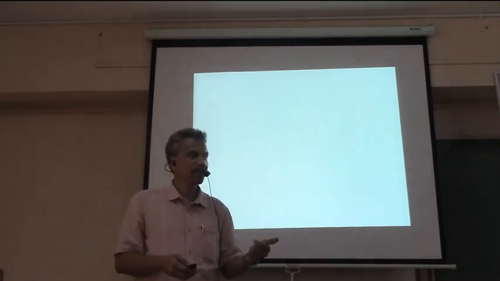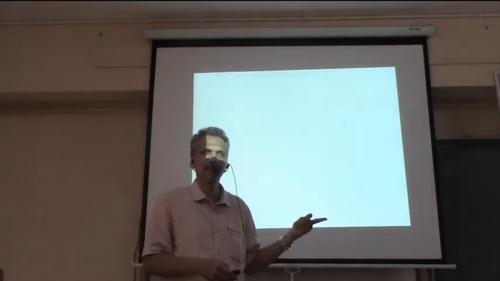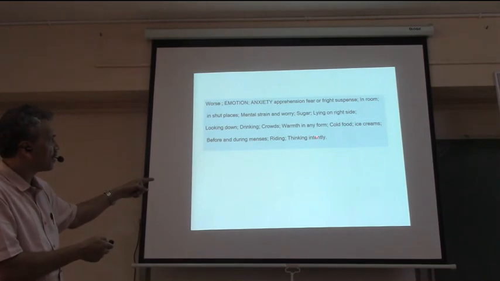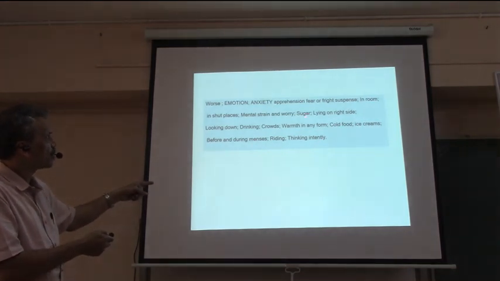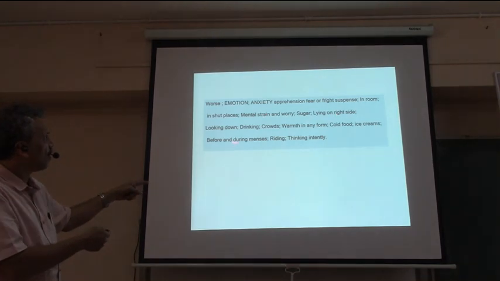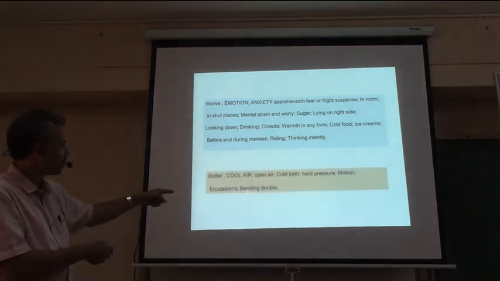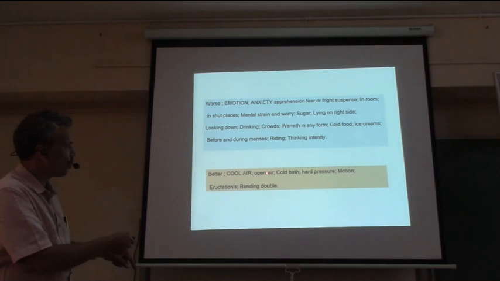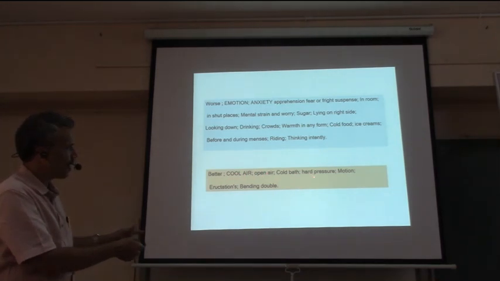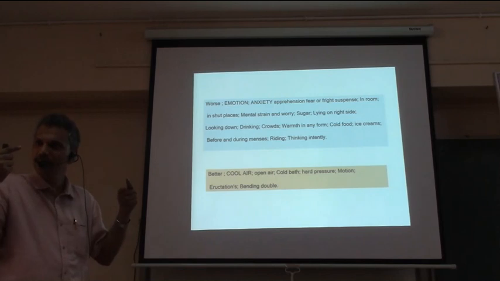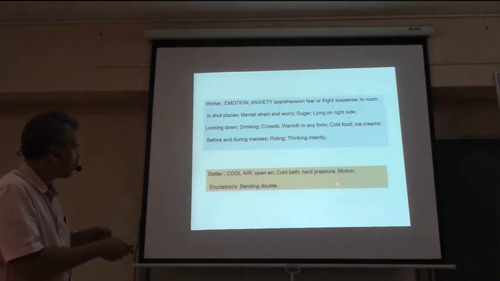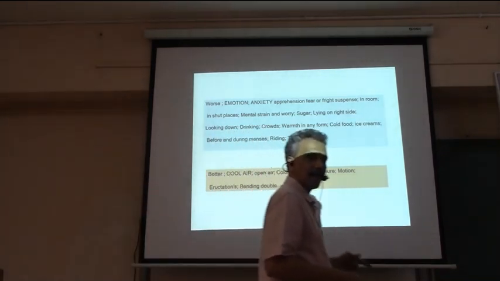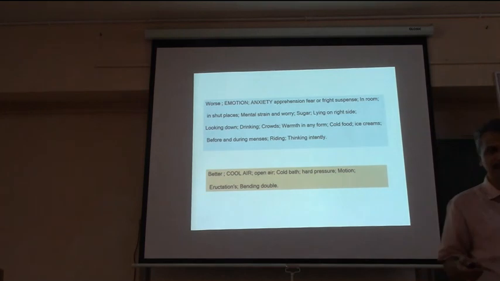During menses, you saw that. What is aggravating during menses? Good. So warmth, ice creams before and during menses, thinking intently, sugar, lying on the right side, mental strain, all these things aggravate. What ameliorates? Argentum is a hot patient. Warmth aggravates; cold air, open air ameliorates, cold bath ameliorates, hard pressure. Where did you see this? Head, bandaging, tying, motion, irritations, bending double. These things ameliorate in Argentum. Okay?